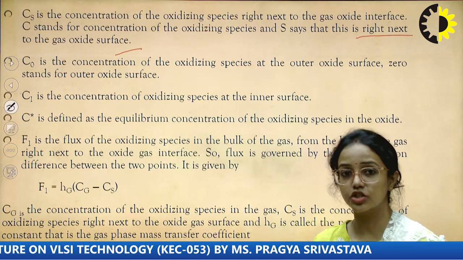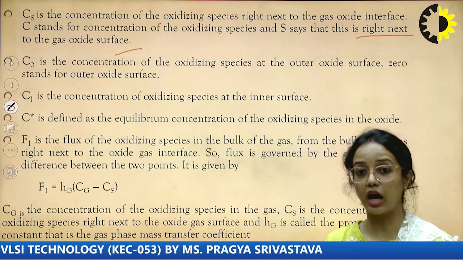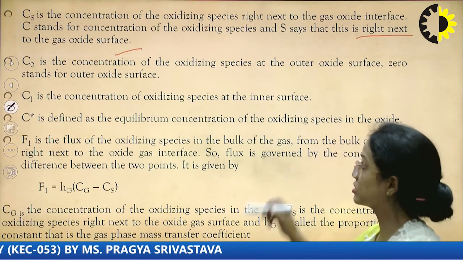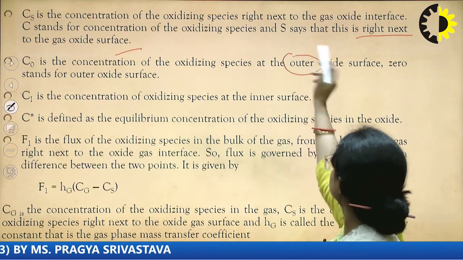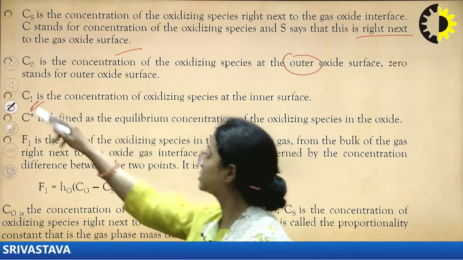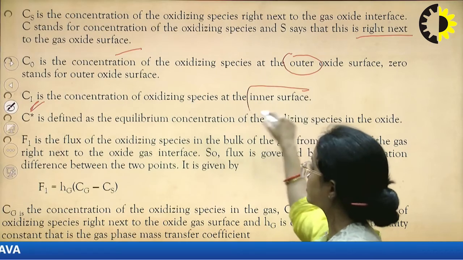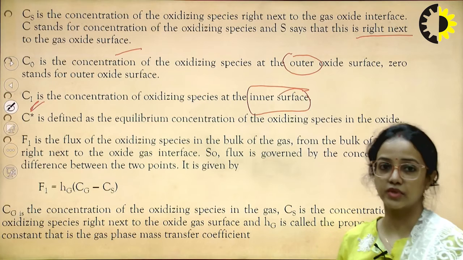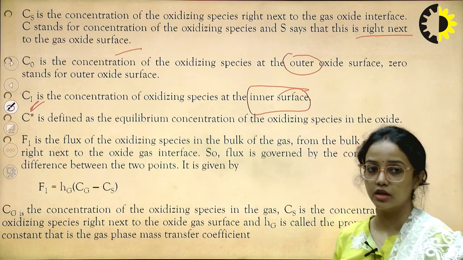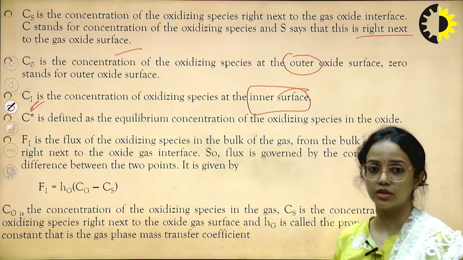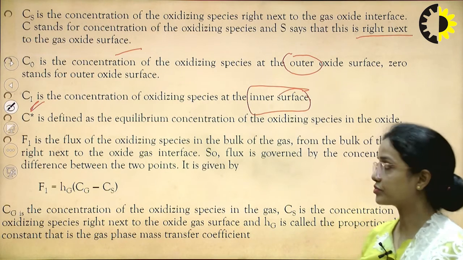C naught is the concentration of oxidizing species at the outer interface. Ci is at the inner interface. We have to see this outer interface, and this is not C1, this is Ci, which is the inner interface. Now what is C star? It is the equilibrium concentration, defined as the equilibrium concentration on the oxide boundaries.